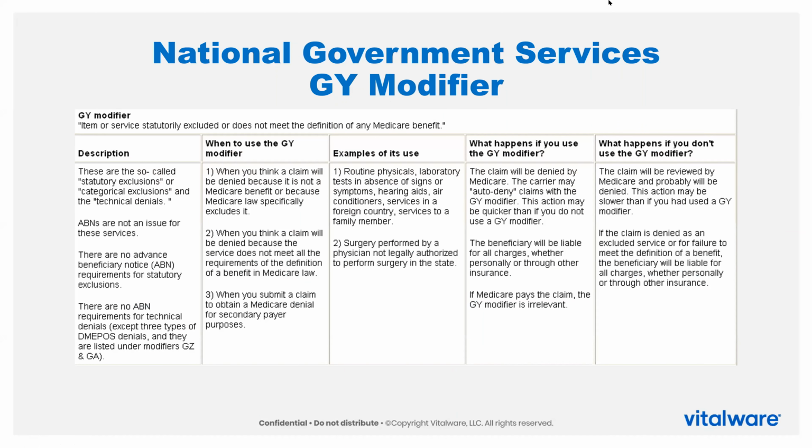Here's an example, an old one. This is actually from Empire back in the day that became National Government Services, on how to use a GY modifier for statutory exclusions. Again, these are on wholly covered claims. There's no advance beneficiary notice, they're excluded. And again, I see GZ as in Z quite a bit, whereas provider liability. On to the next one, Dusty.